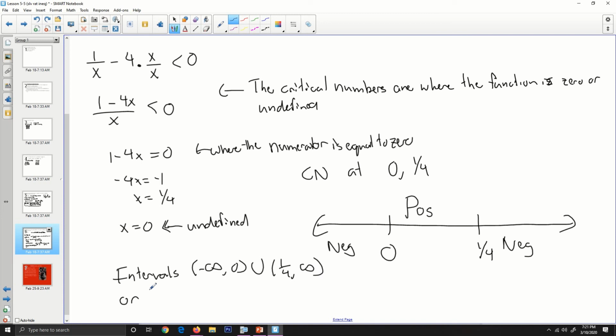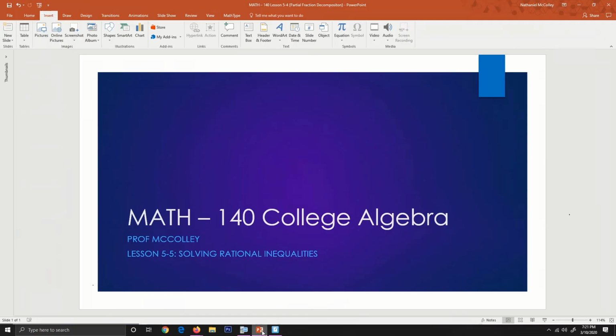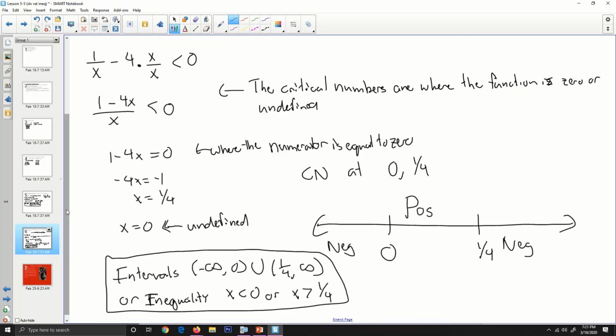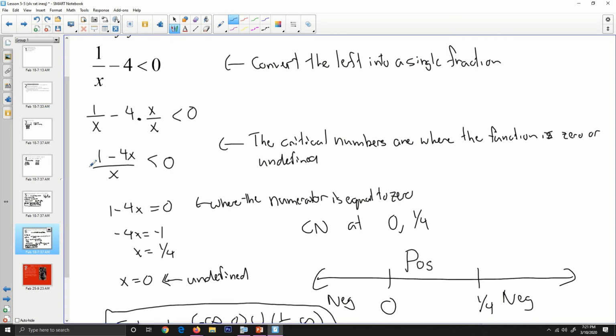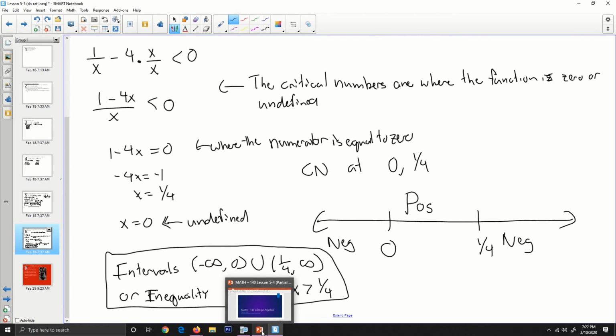Or if we wanted to do inequality, we could say that x is less than 0 or x is greater than 1/4. That is going to be my solution. Now, if I go to my graphing calculator, I can't use the original in this case because it's just less than 0. But I'm just going to throw this out here.